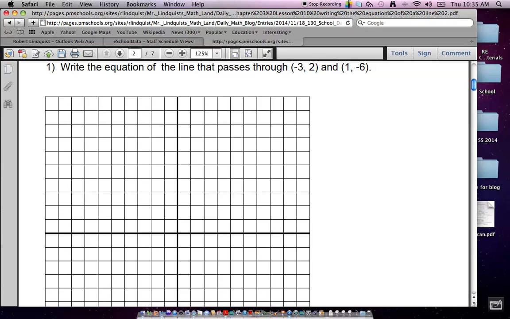As soon as it says write the equation of a line, what pops into your head? Y equals what? Mx plus b. Very good. Okay, let's get those points grabbed, guys.